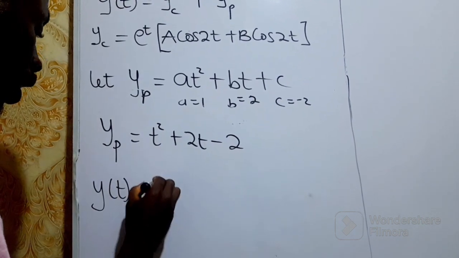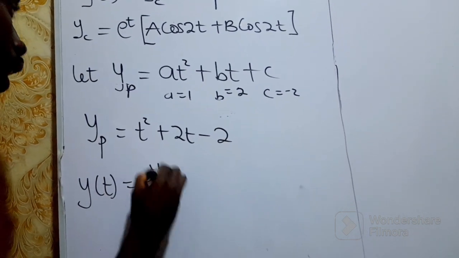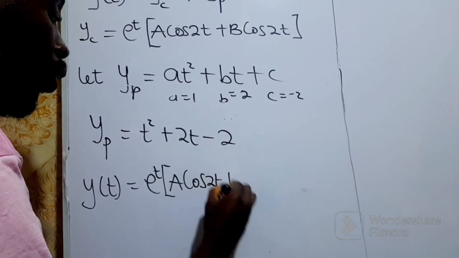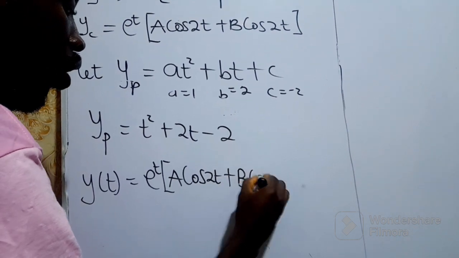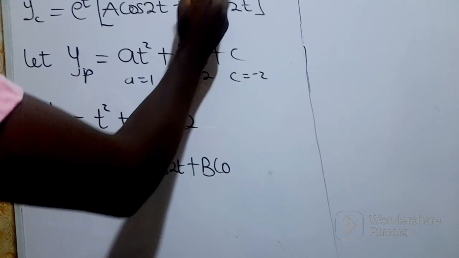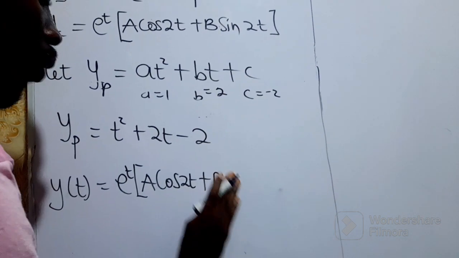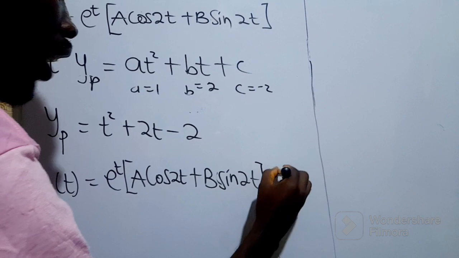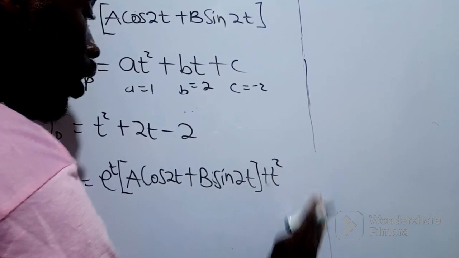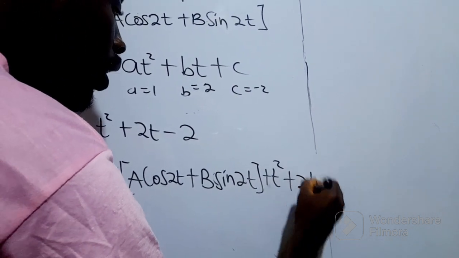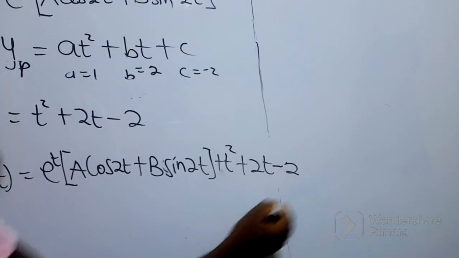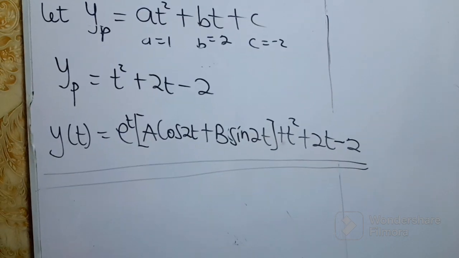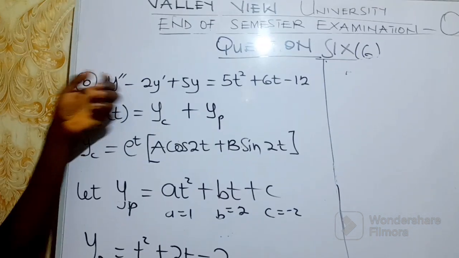complementary side, which is e exponent t bracket a cos 2t plus b sine 2t, then plus t squared, then plus 2t minus 2. Then this becomes the complete general solution to our differential equation. I hope you get that.